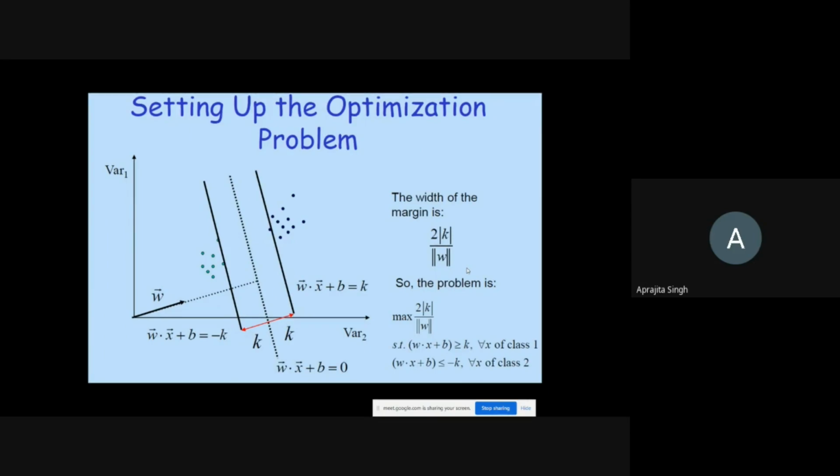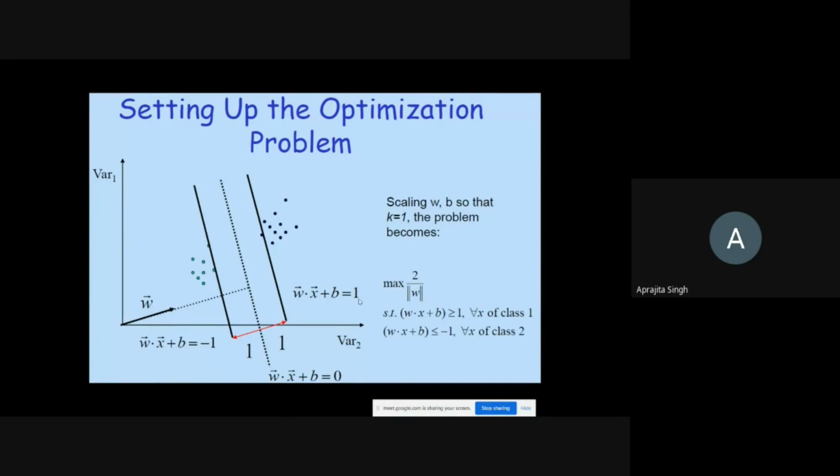The width of the margin can be got like this. How did we get this? We'll come to it. But what we want to do now is maximize this width. This is what we are looking at. So maximizing this is our problem. We want to maximize this particular width, which is given by 2k by omega.